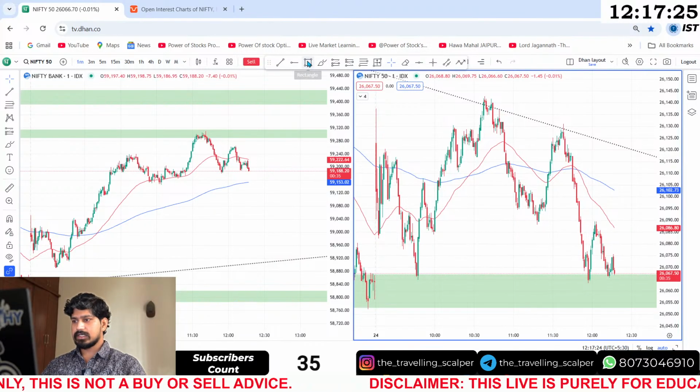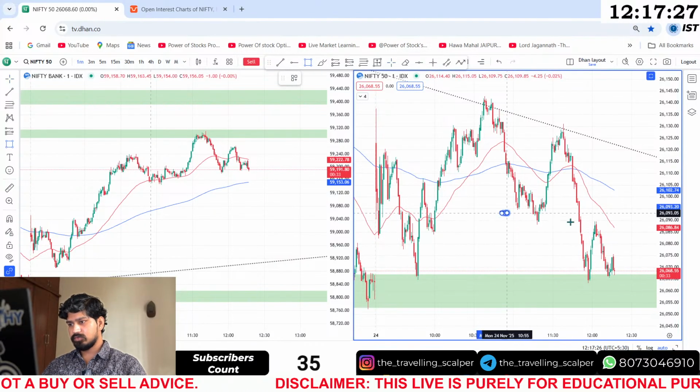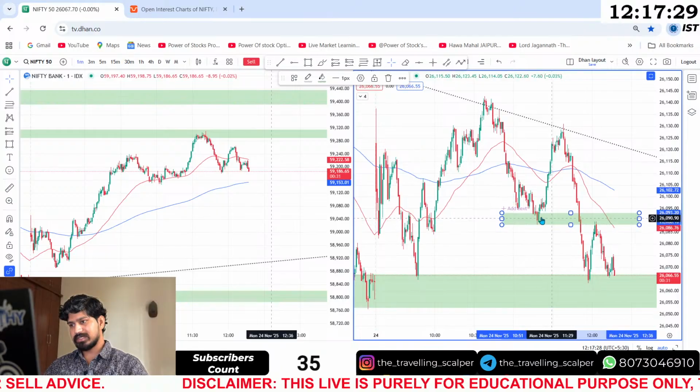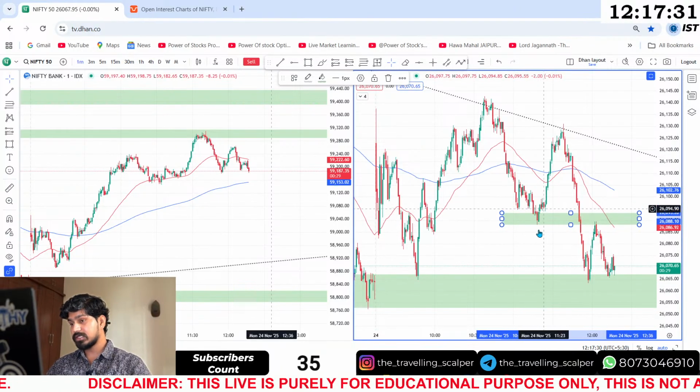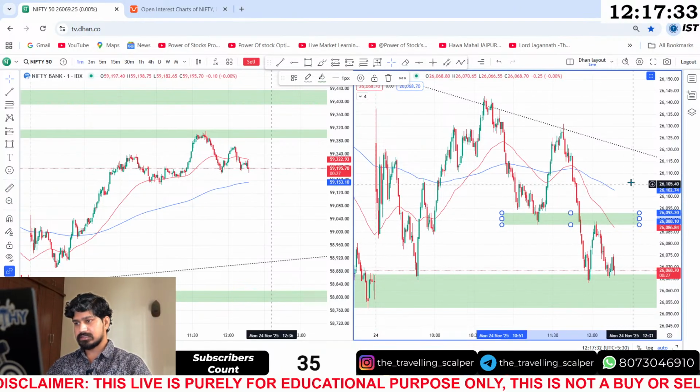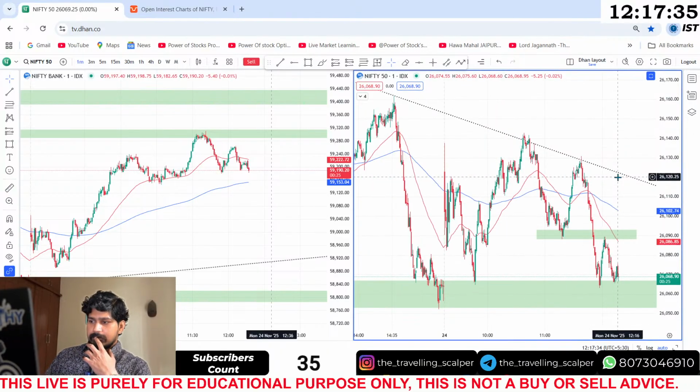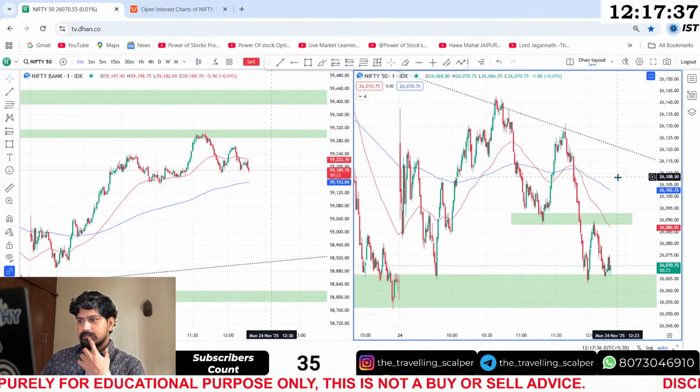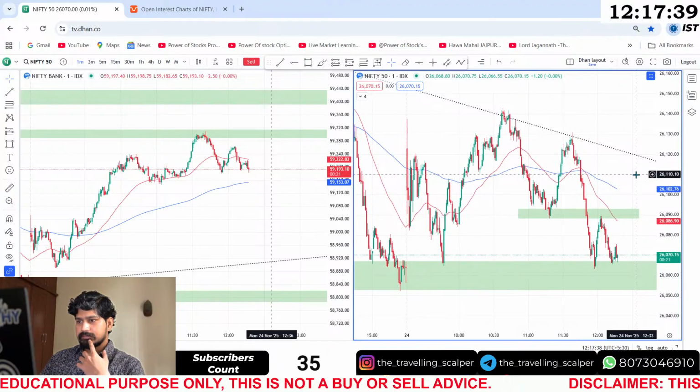On the Nifty chart, if you want to be very precise, there is one strong resistance level, which was previously acting as a support level. Now it is acting as a resistance level. So let's see what kind of move we can get today.